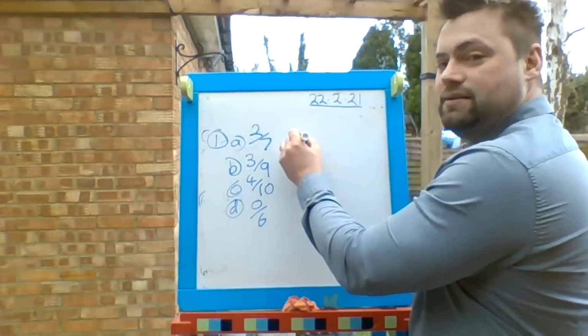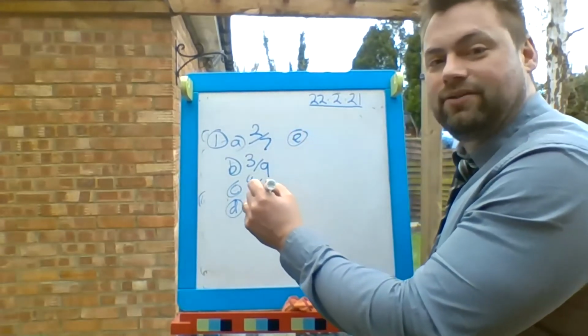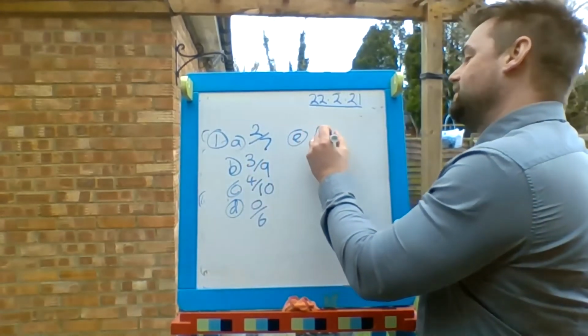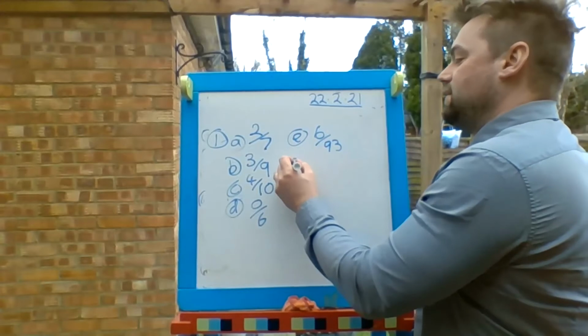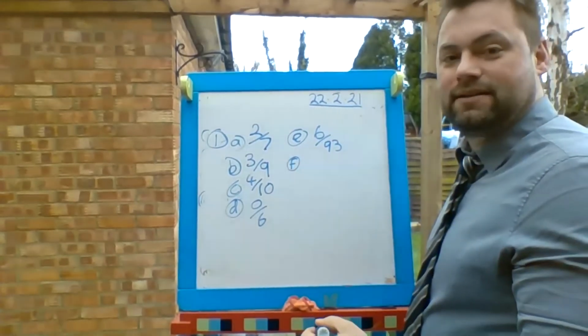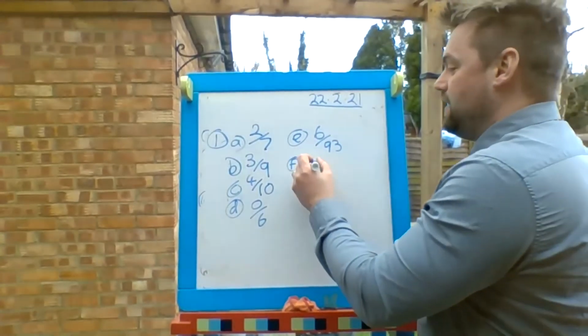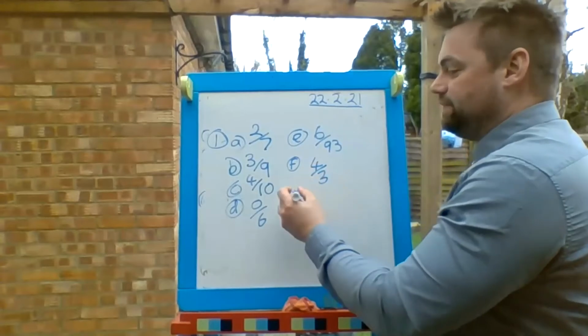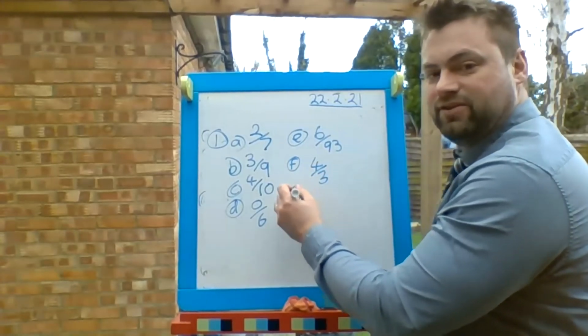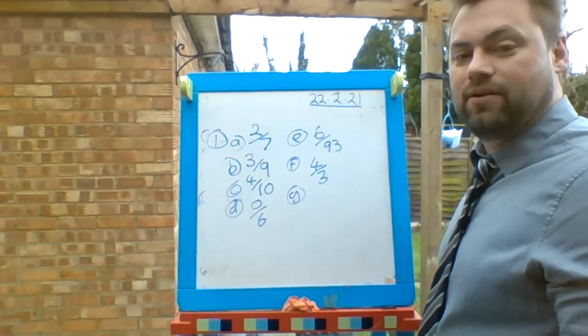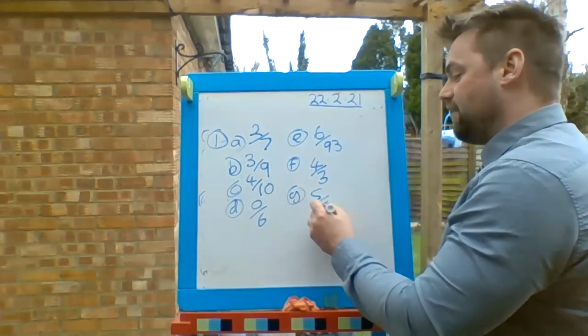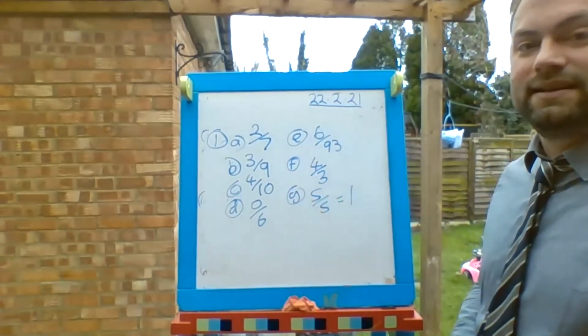For E, we've got 8 over 93 take away 2 over 93, which will give us 6 over 93. F, we've got 8 over 3 take away 4 over 3, which will give us 4 over 3. And then for G, we've got 9 over 5 take away 4 over 5, which will give us 5 over 5, or you could say that is 1.